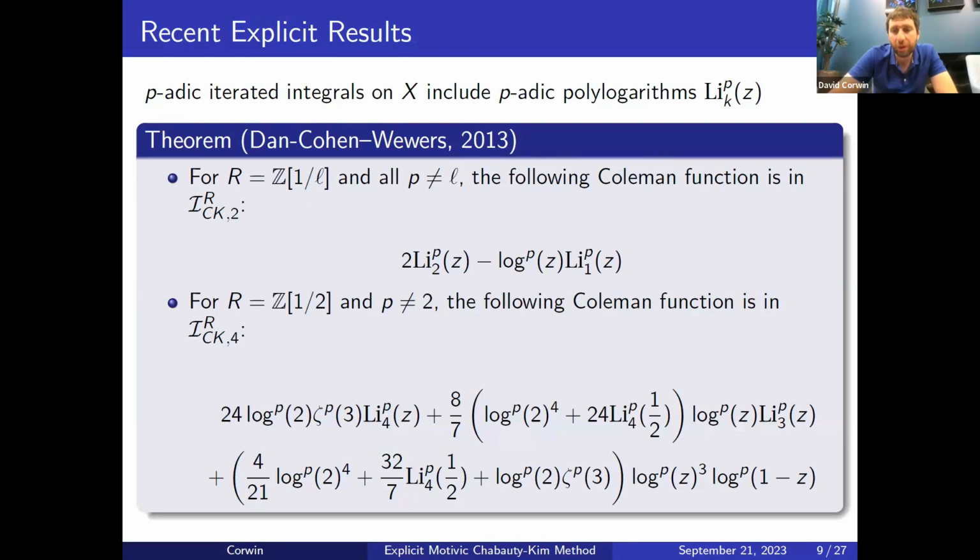Okay, so as you know, in the non-abelian Chabauty method, you involve p-adic iterated integrals. For X equals P1 minus 3 points, you get p-adic polylogarithms. They're p-adic versions of classical polylogarithms. More specifically, they satisfy the same differential equations as classical polylogarithms. So the work of Dan-Cohen and Wewers, before I got involved: first of all, here's a function for n equals 2. So this is maybe a proto-quadratic Chabauty that you can use to deduce this. But for n equals 4, they also found something.